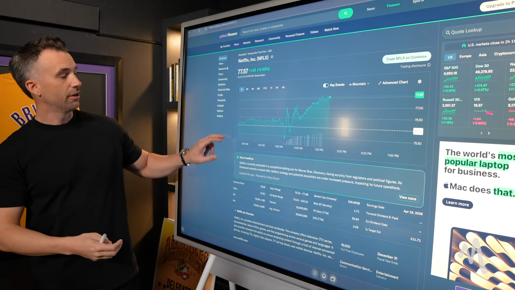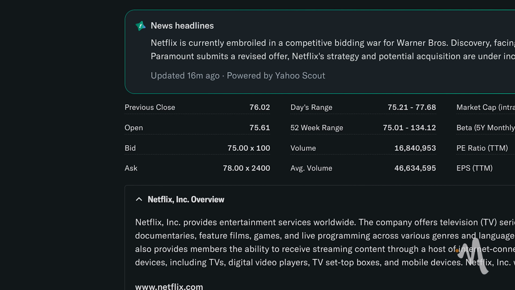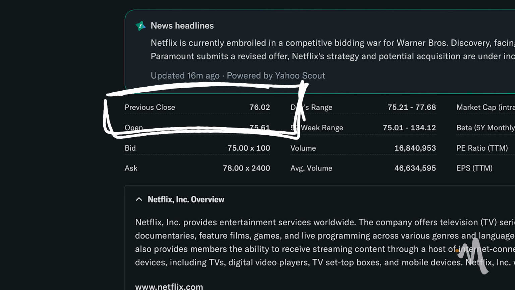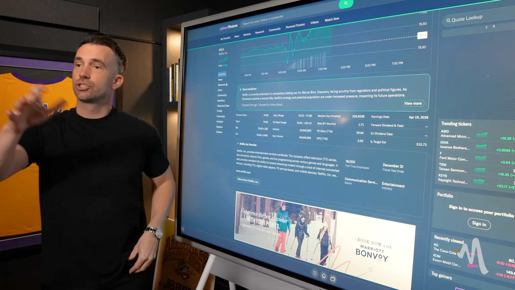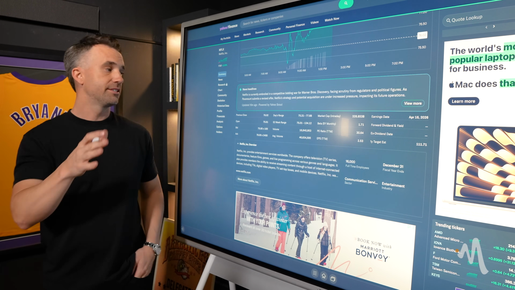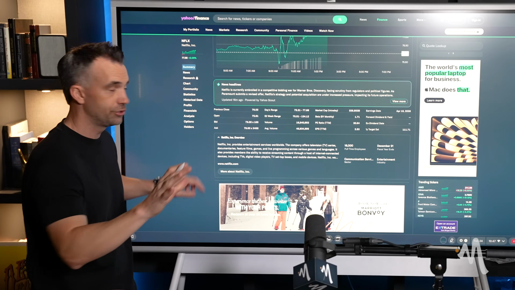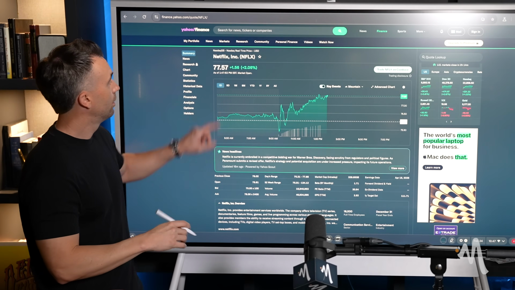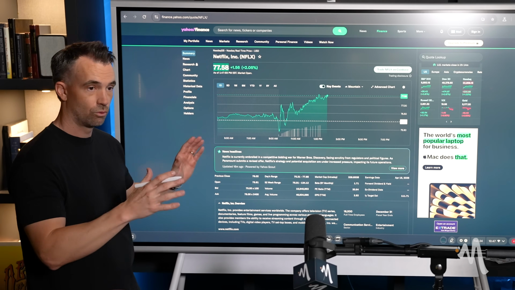Now, that actually leads into the first thing I want to bring up. If you scroll down here for a second, the first couple things on here is the previous close. So previous close was yesterday. This stock, the same thing we just looked at, closed at $76.02 a share. So the first thing you can glean is that, hey, it's up today. Green is good, positive is good, right? So that's what's going on right now.